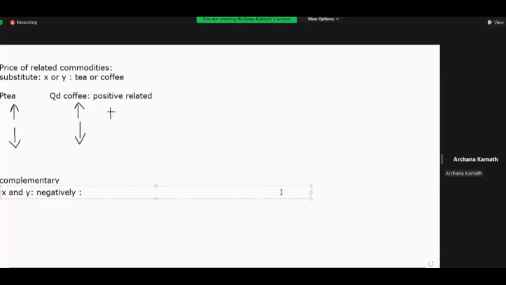Or when petroleum prices are fluctuating, you should be very particular about what commodity, what category of automobile you are looking forward to. Everything that we are consuming has got its own substitute and has got its own complementary.